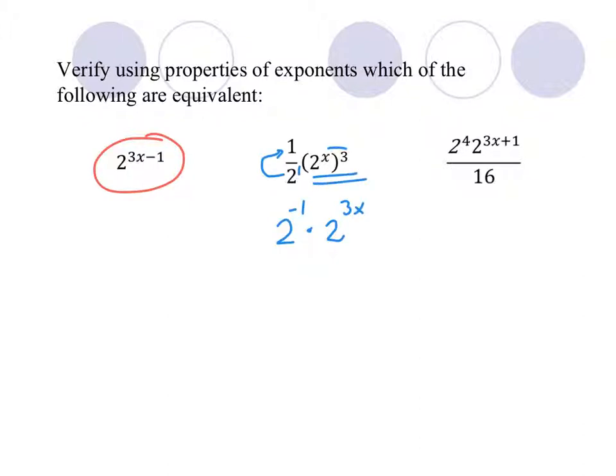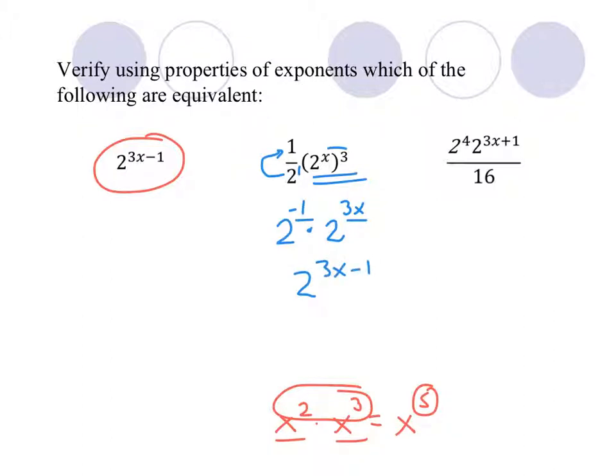At this point, I have to think of my other exponent rules. For example, if I take x squared times x cubed, I get x to the 5th. When I have like bases, I add the exponents together to get my 5. So similarly, I would keep my base of 2 and add my exponents together to make that 3x minus 1. So that one and that one are for sure equal to each other.